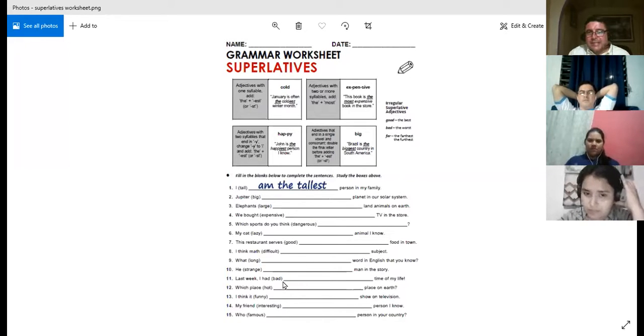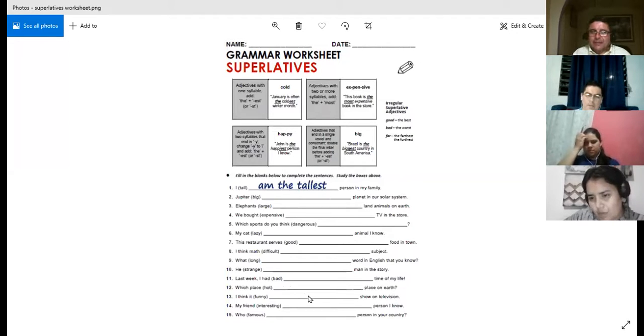Okay, but what is the comparative and superlative of bad? Bad, comparative, worse. So we're using the superlative. So what would be the correct answer? Worst, exactly. Remember that good, bad, and far are the exceptions. So you say good, better, best. Bad, worse, worst. Far, farther, the farthest. So the worst is the correct answer.